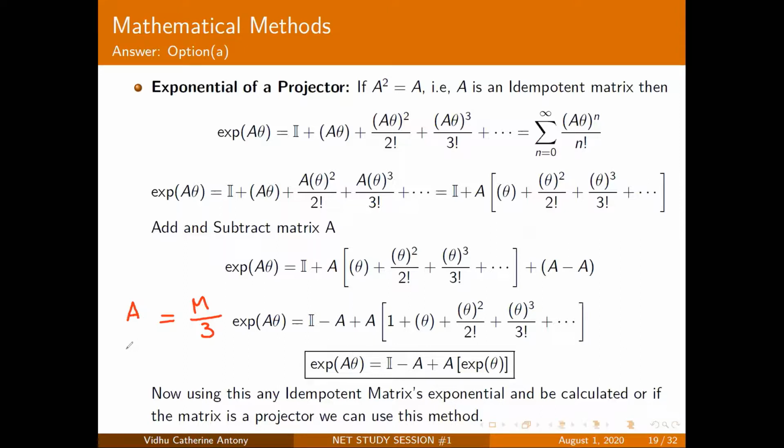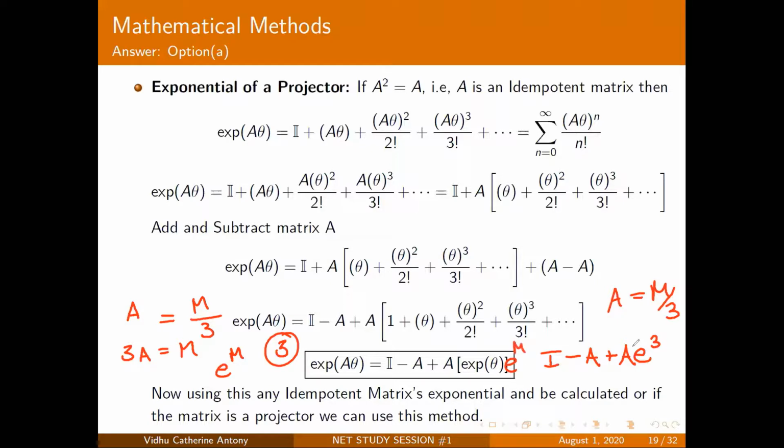Now, I will take 3A equal to M. I need to find the exponential of M. E power M is what I want to find. If I substitute M as 3A over here, I know that the value of theta is going to be equal to 3. So I end up with I minus A plus A e power 3, because theta is given as 3 when I compare it. Now you have to substitute your A as M by 3 so that you can find e power M.